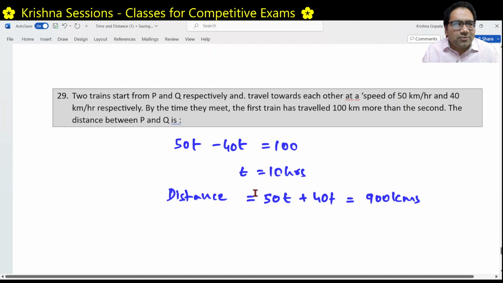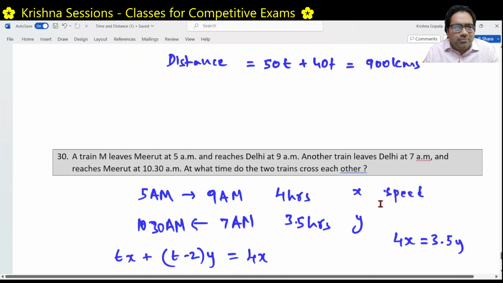Total distance is what? They are traveling towards each other. That means P is here, Q is here. Total distance is whatever distance traveled by P plus distance traveled by Q. So 50T plus 40T, which is equal to 90T, which is equal to 900 kilometers.